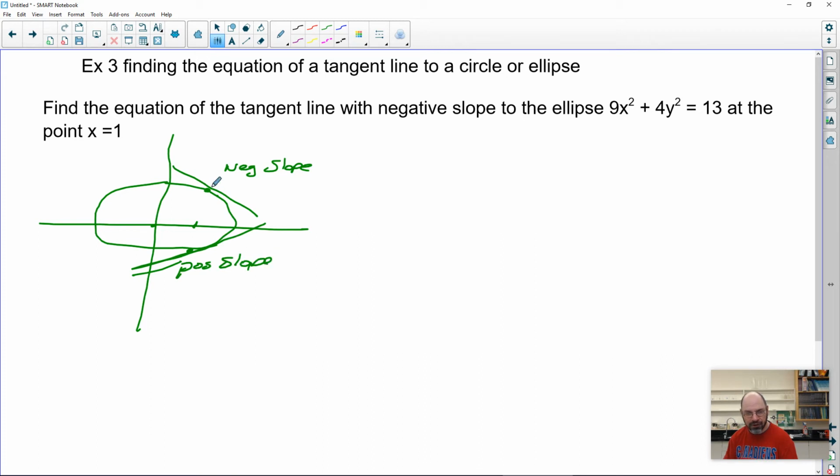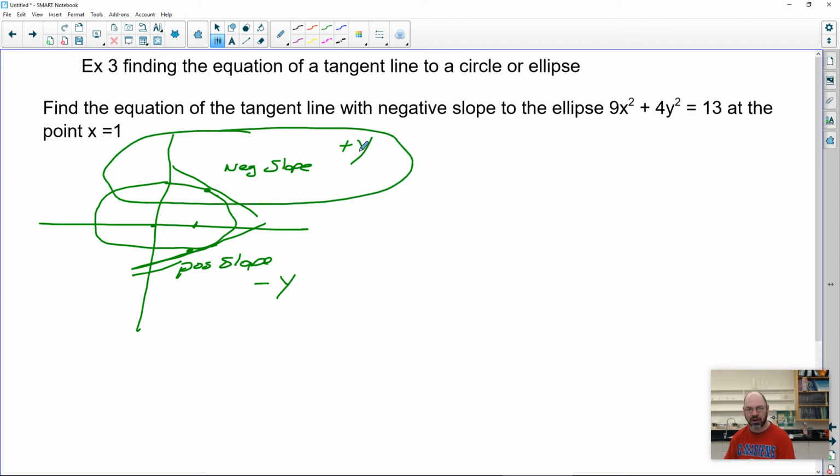If you can see by the sketch that I have, even if I had it with the narrower shape, it's still going to give you the same idea. So this is going to have a positive y, and this is going to have a negative y. So which one do we want? It says the equation of a tangent line with negative slope. So we want this one. So when we solve this, our value is going to be a positive y.